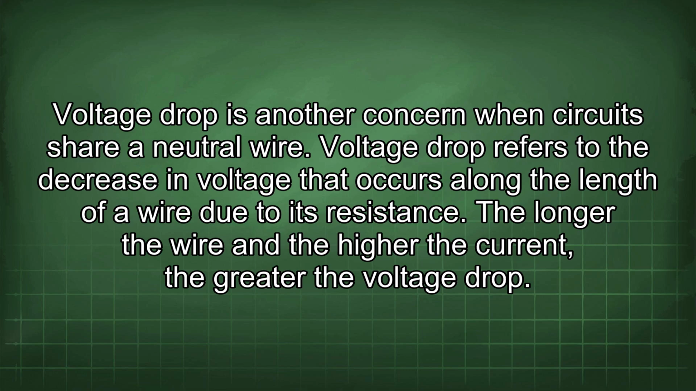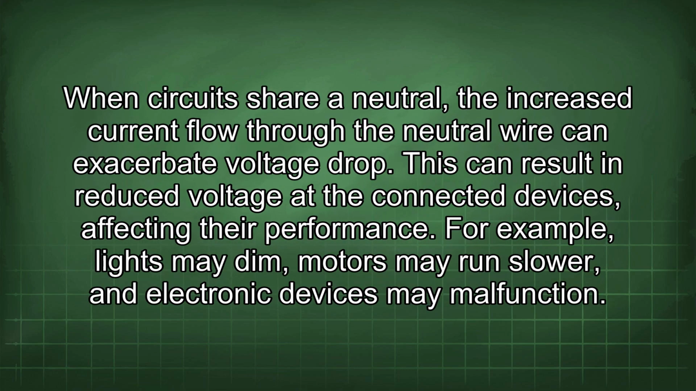Voltage drop is another concern when circuits share a neutral wire. Voltage drop refers to the decrease in voltage that occurs along the length of a wire due to its resistance. The longer the wire and the higher the current, the greater the voltage drop. When circuits share a neutral, the increased current flow through the neutral wire can exacerbate voltage drop. This can result in reduced voltage at the connected devices, affecting their performance. For example, lights may dim, motors may run slower, and electronic devices may malfunction.